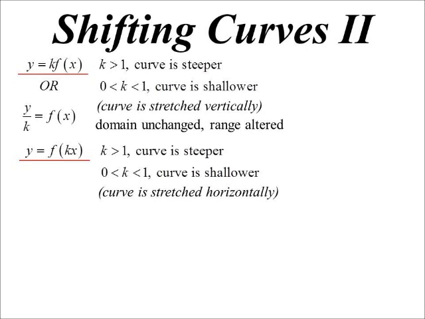Whereas if it's the x value inside the function itself that's multiplied by a constant, then interestingly enough, it still is going to become a steeper curve when k is greater than 1, and a shallower curve when k is in between 0 and 1. But it's going to have an effect of stretching horizontally now, because it's the x values that you're playing with. So now it might be the domain that changes. The range will be unaltered.